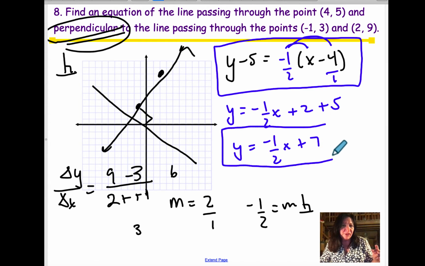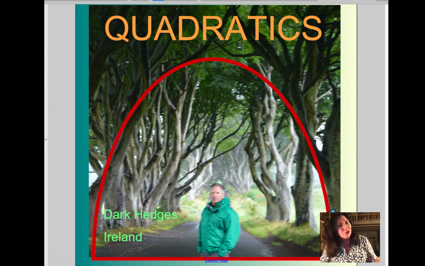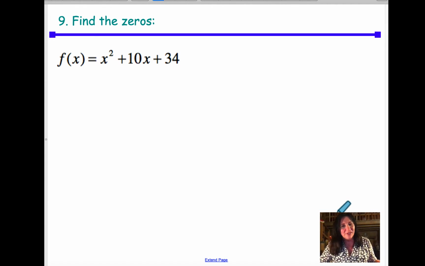So this would be my slope-intercept form of that equation. So moving to quadratics, right? We're just cruising right through. You remember, do any of these slides look familiar? Okay. All right, so find the zeros.